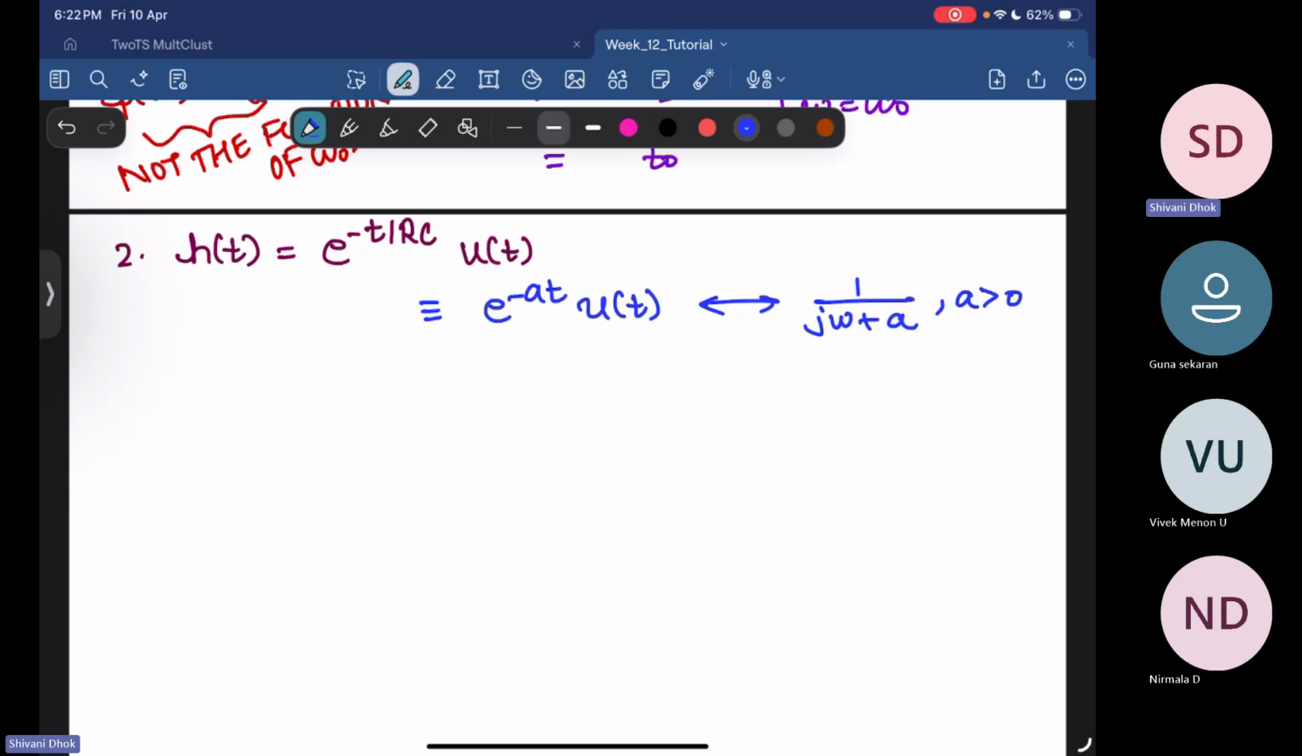Only when a is positive, and that is the case here. RC is basically your resistor and capacitor value, which is going to be a positive quantity. So 1 by RC is again a positive quantity, and we can directly apply this particular result. So using this, your H of omega comes out to be equal to 1 over j omega plus a. Here a is 1 by RC.